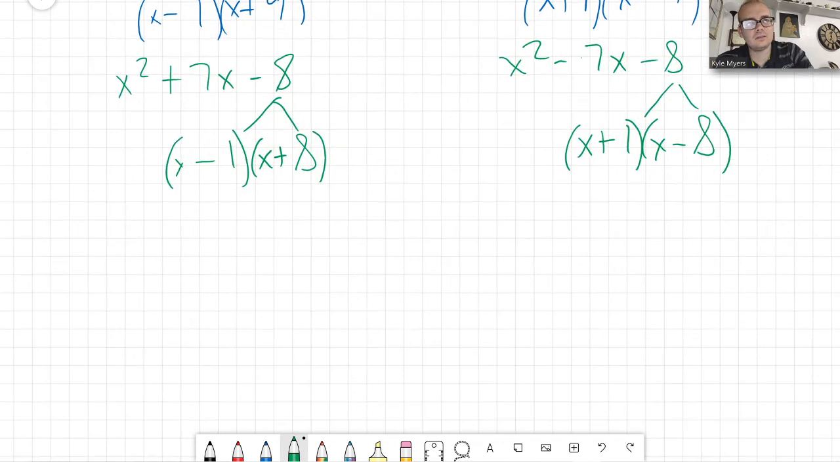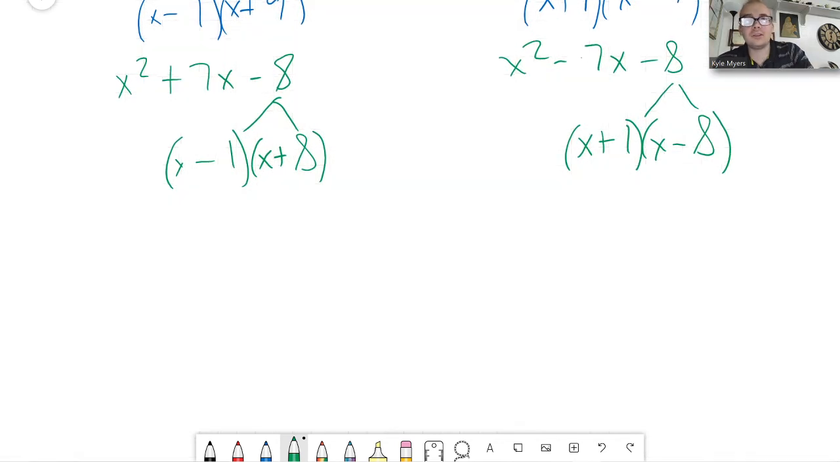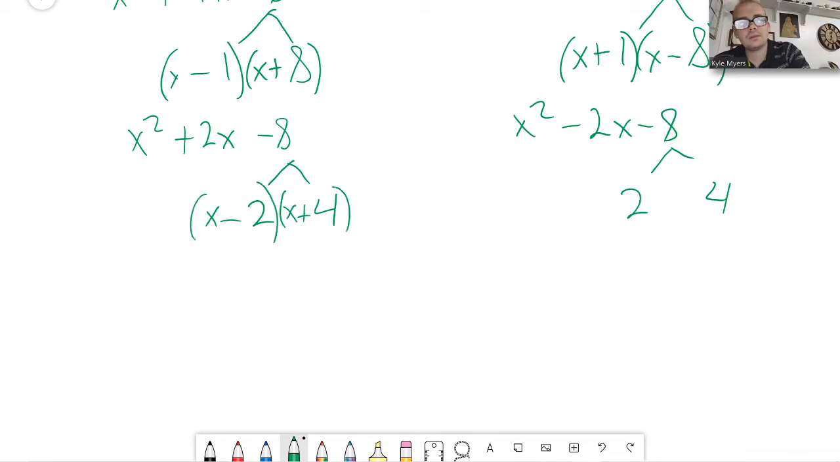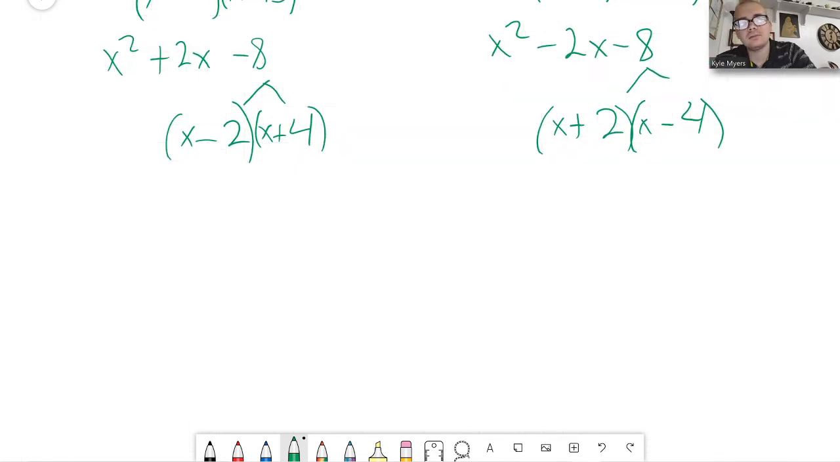What else are we missing? 2 and 4. X squared plus 2x minus 8. X squared minus 2x minus 8. This is 2 and 4. 2 and 4 minus plus. And then here we have plus and minus.